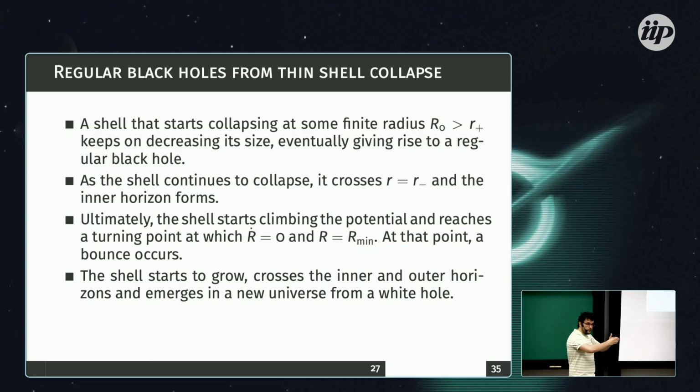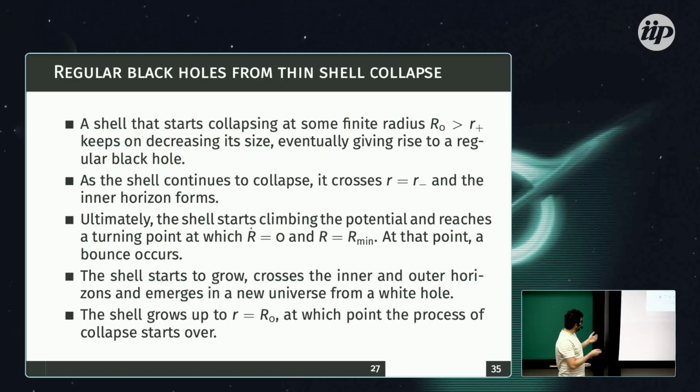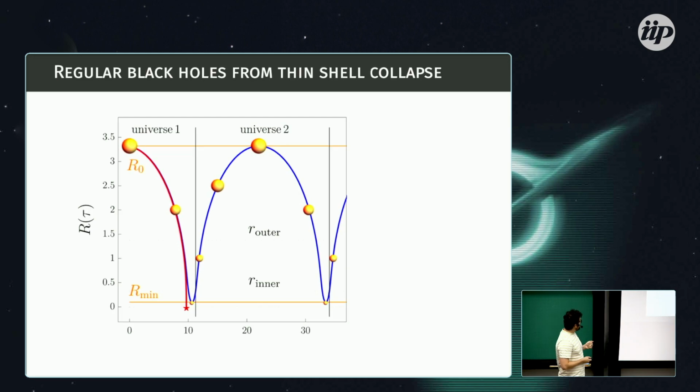It crosses the inner horizon from the inside, and actually it appears in a new universe through a white hole where it reaches its maximum size again, the original size again, and it starts doing this all the time. It's like a bouncing, sort of dynamical bouncing thin shell model. So I can show you the plot. So it does like this.